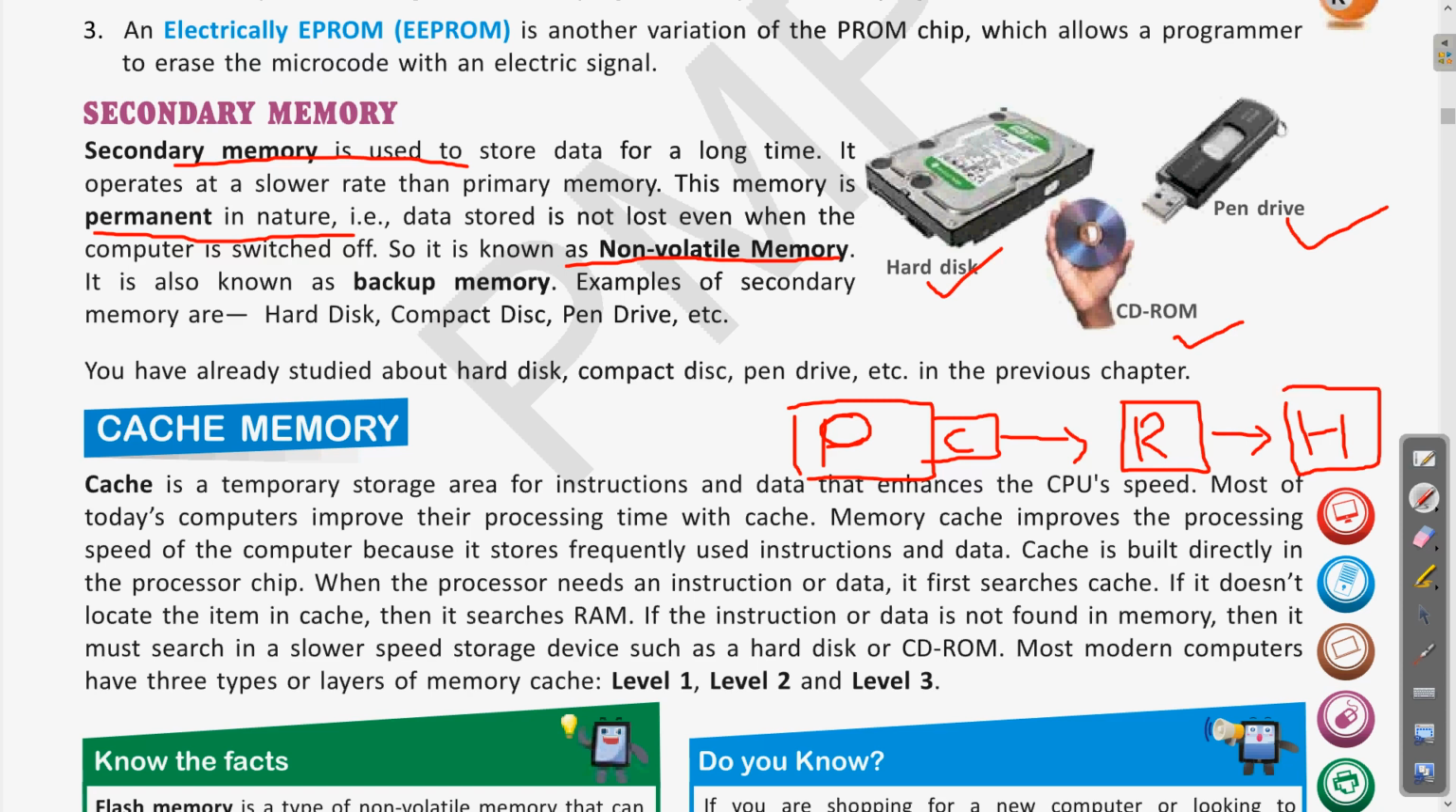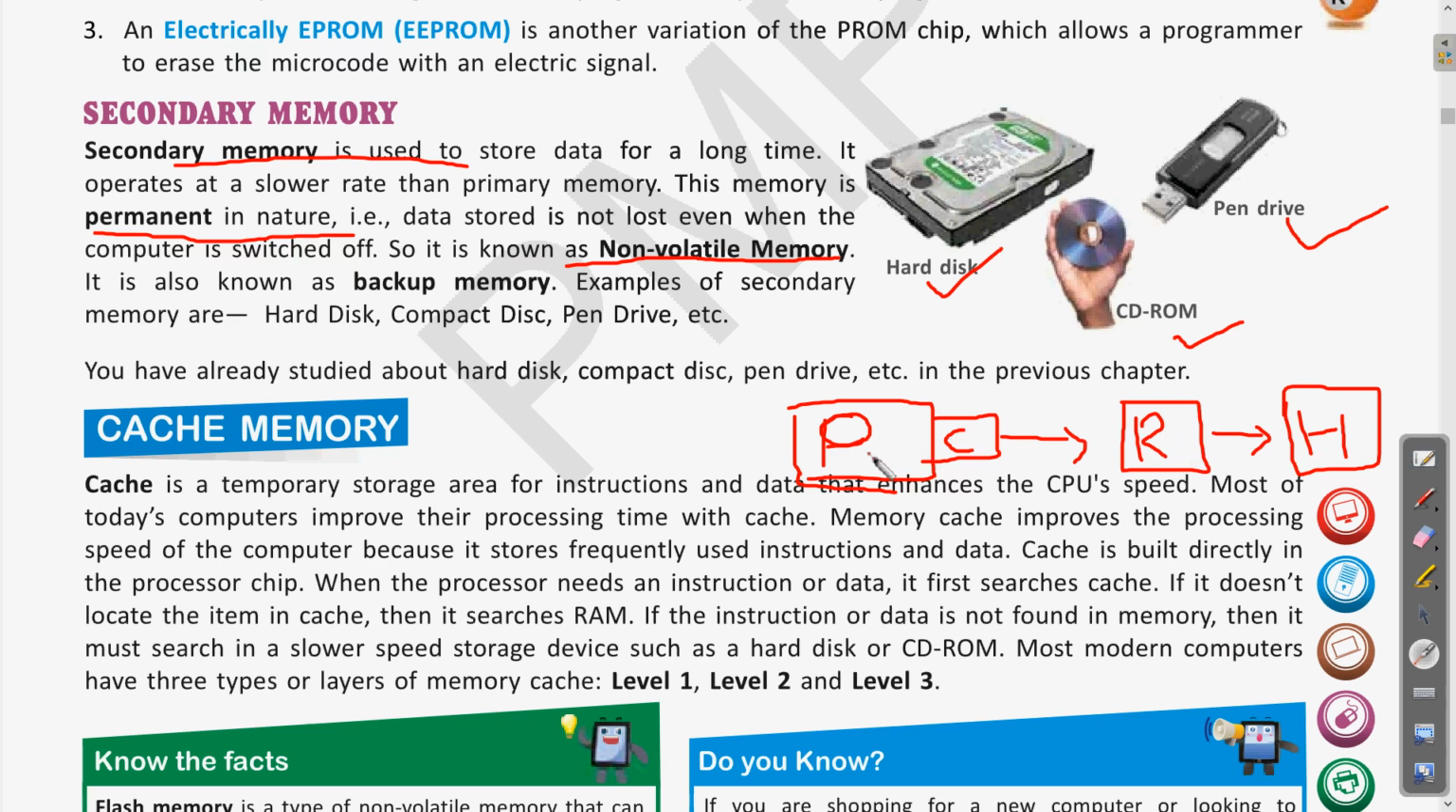So when the processor is working and it needs some data, it checks first from the cache memory. Clear? If the data is not found in the cache memory, then it will search further in the RAM, and when it is also not present in the RAM, it searches in the hard disk. Clear? So from the hard disk it goes to the RAM, then goes to the cache memory.